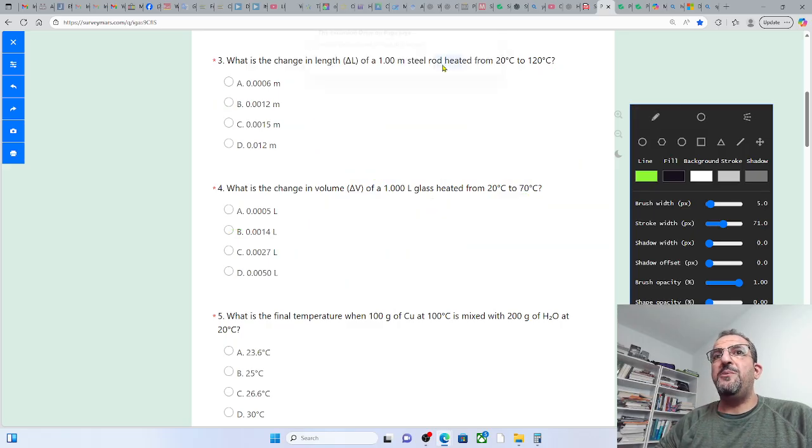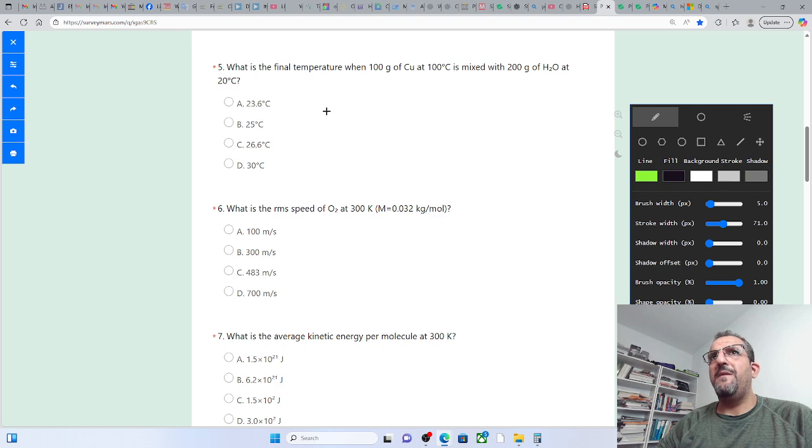Let's now jump to the next example, which is number 5. For number 5, guys, this problem is talking about thermal equilibrium. So we have two different materials here: copper and water. The water and the copper have different temperatures. The copper has 100 Celsius as a temperature, and the water has 20 Celsius as a temperature. And then they are going to be like one system, and after the equilibrium they will achieve the same final temperature.